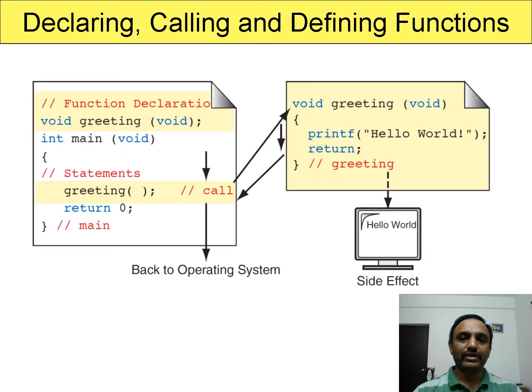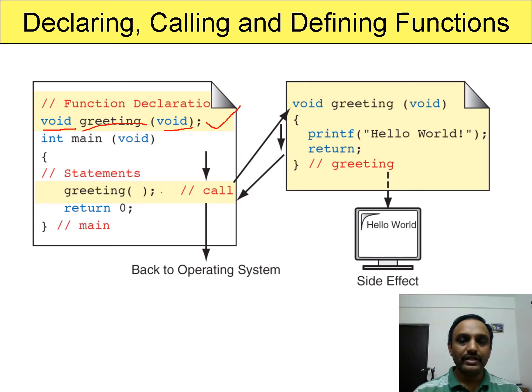See the example for declaring, calling, and defining of functions. Here, first, you are declaring the function before main. Our user-defined function name is greeting. We are not sending any arguments, and this function is not returning anything. That's why we are keeping void there.